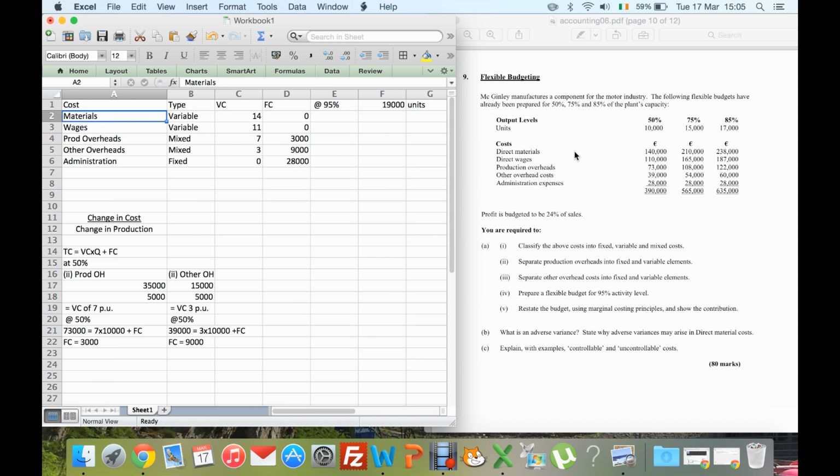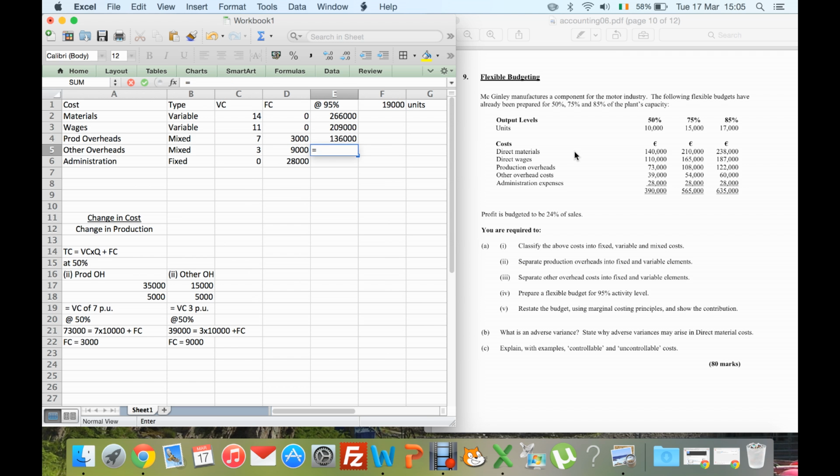Okay. So if I do my variable cost here, that's going to be 19,000 multiplied by that. For the wages, it'll be 19,000 multiplied by the 11 per unit. For the production overheads, it's going to be 19,000 multiplied by, put this in brackets, 19,000 times 7 for the mixed, and then we add on the fixed element.